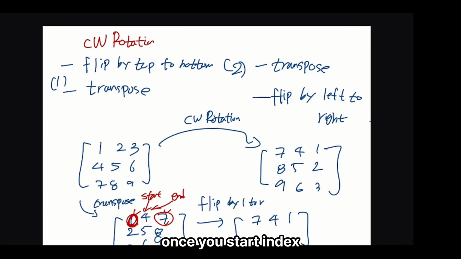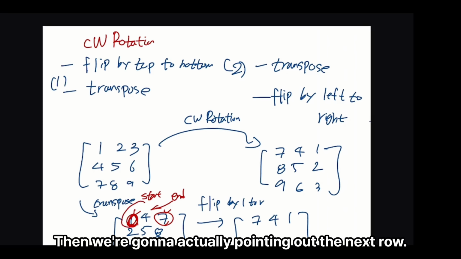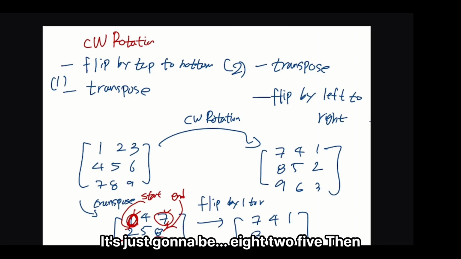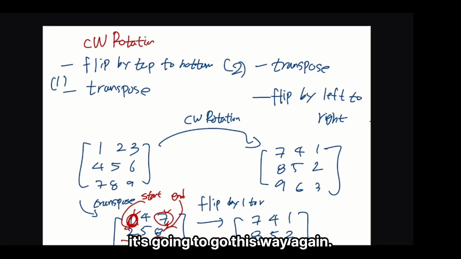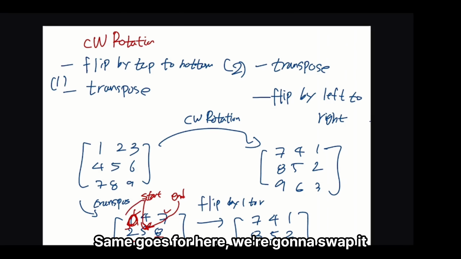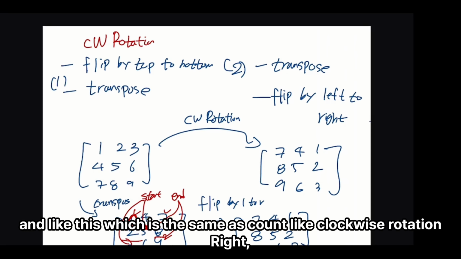Then once the start index and end index become the same, or the start index is greater than the end, we're going to stop. Then we point to the next row and the next row of the endpoint. Then we swap, which is going to be 8 to 5. Then it goes this way again, and we stop. The same goes for here. We swap like this, which is the same as a clockwise rotation.